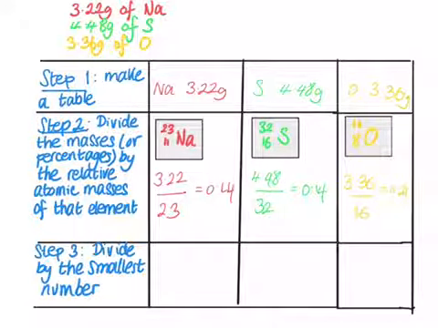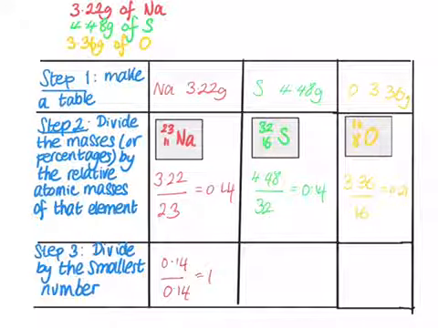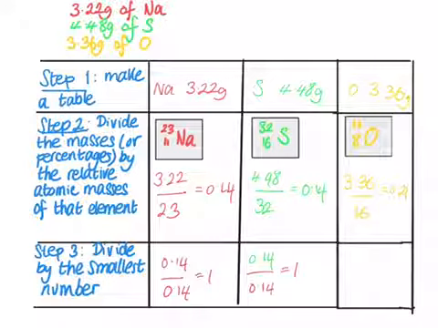So we say 0.14 divided by 0.14 equals 1. We say 0.14 divided by 0.14 equals 1. And then we say 0.21 divided by 0.14 equals 1.5.